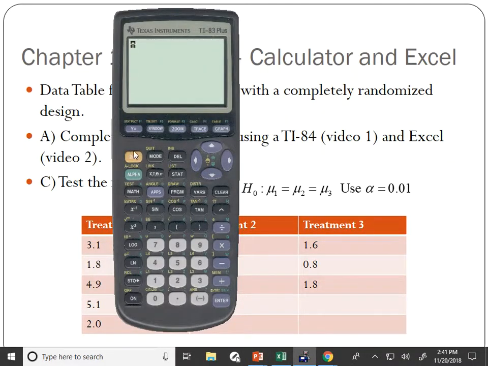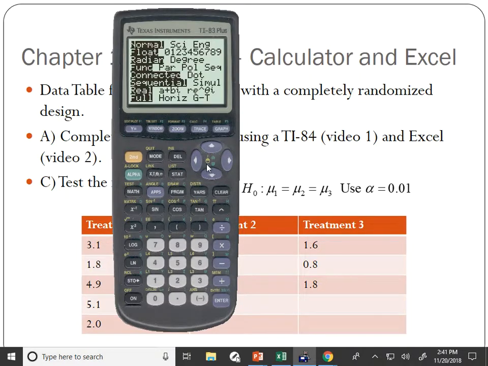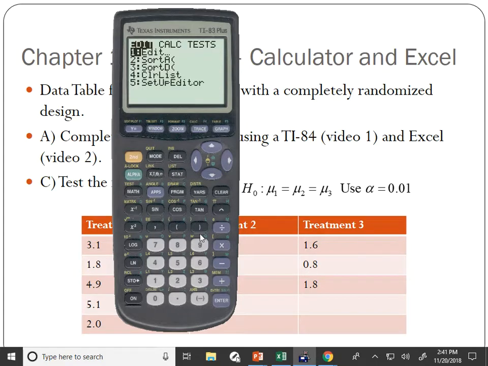I went ahead and entered the data into lists 1, 2, and 3. So the data from the table is already entered into these three lists. To do an ANOVA analysis, and if you've read the notes, you see how long and how many pages it took to show how to do it by hand. It's not complicated math, it's just time consuming.